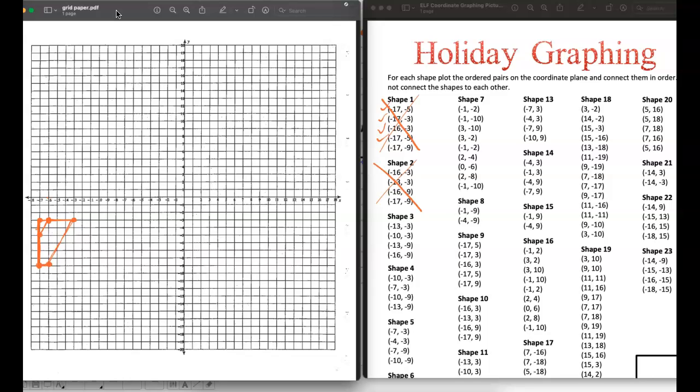Okay, keep going. By the time you're finished, you will have a picture. I'm not going to collect it tomorrow. I'll collect it on Wednesday, because if you finish STAR testing early tomorrow, you could potentially do it then.